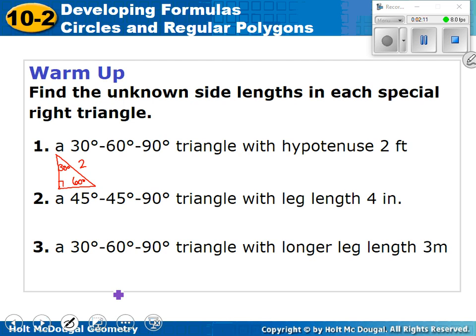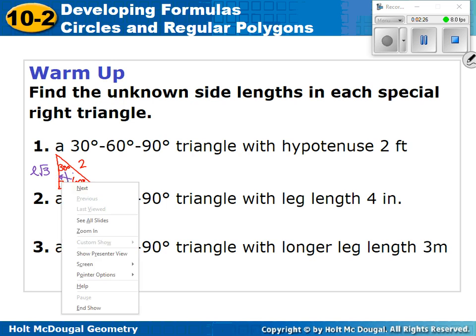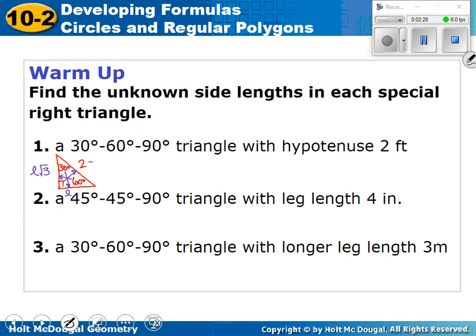So the first thing we talked about doing way back in this chapter when we learned this was label your formula around your picture. What's across from the 30? L. What's across from the 60? L square roots of 3. What's across from the 90? 2L. So we're going to set 2 equal to 2L. And then we're going to solve for L. What do we do to solve for L? Divide by 2. So what is L? L is 1.